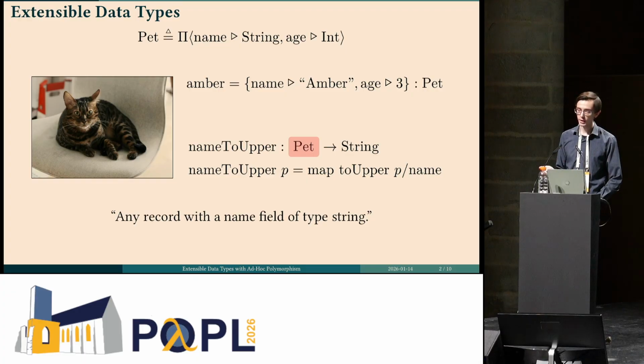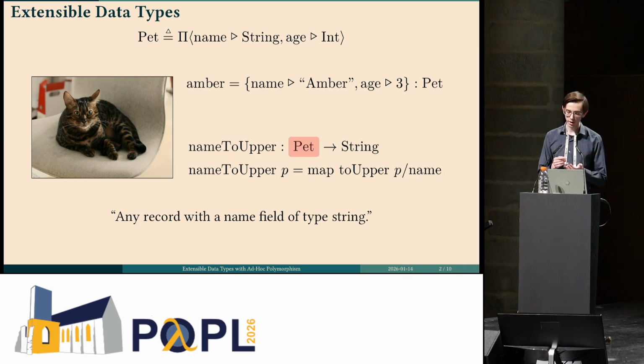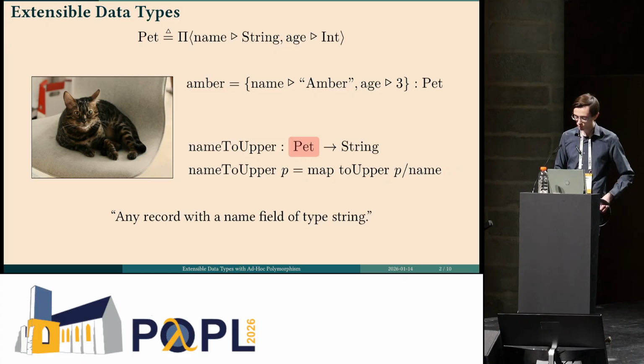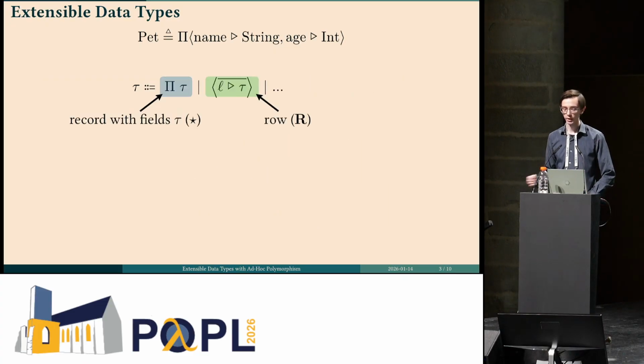But we could solve this if we could adjust our type to be less restrictive. So essentially what we want to say here is that the input should be any record as long as that record has a name field of type string. And so using extensible data types, we can do this.